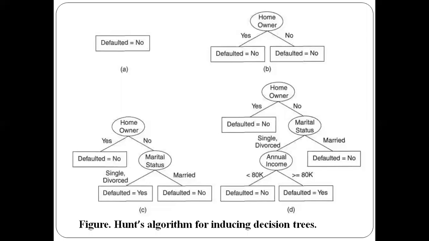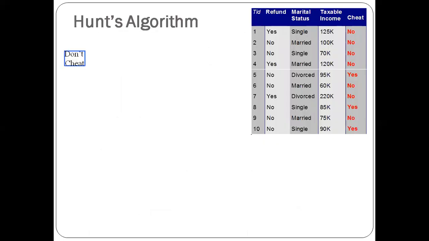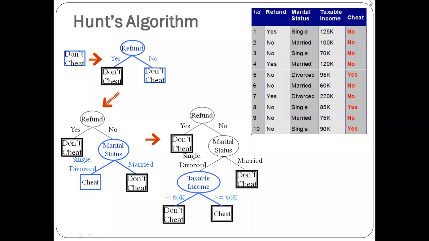Okay, so now coming to one more example. Here it is the same thing, we have just modified it. We have changed this one: refund is the attribute we have considered, and instead of defaulted borrower we have considered it as cheat. Just for understanding purposes we have changed this, and we have taxable income here, and one more attribute is marital status.